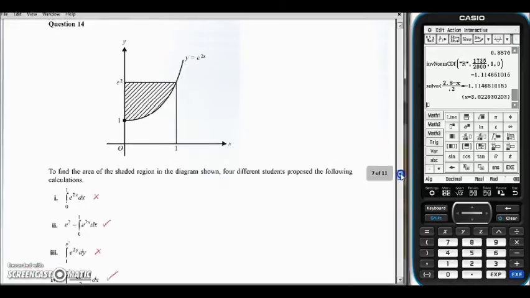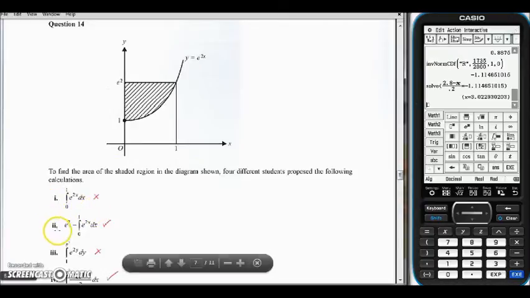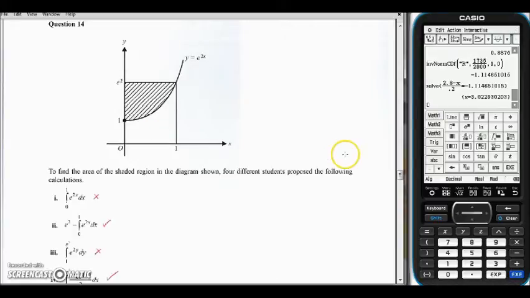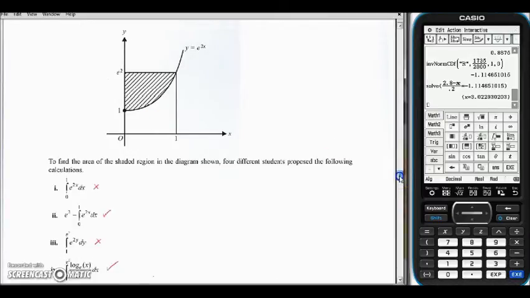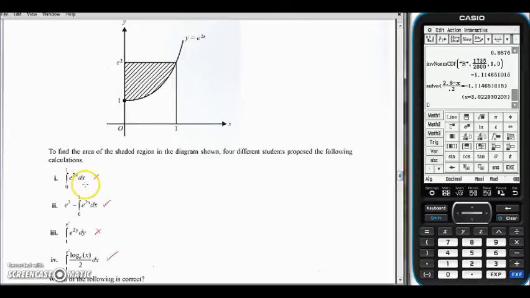We have a shaded area between two curves, and there are 4 different methods given here to find that shaded area, and we want to know which ones are correct. If we look at the first one, it is suggesting that we just integrate this curve from 0 to 1. Of course, that would give me the area underneath that curve, so that one's wrong.